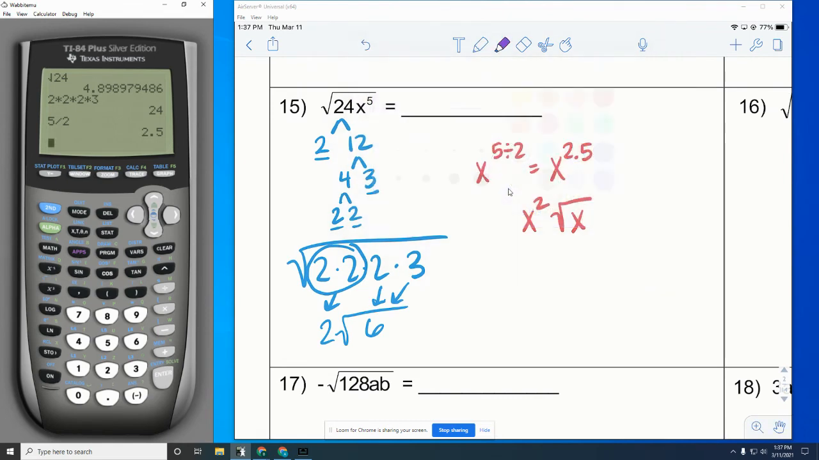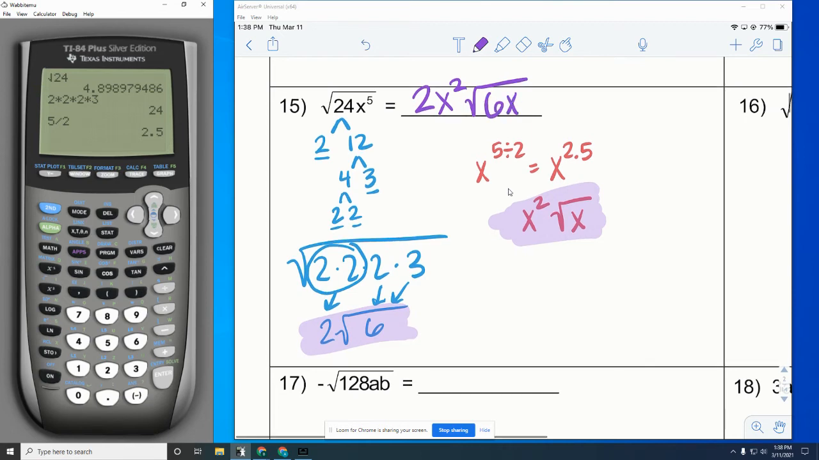So now I'm going to take this answer and put it all together. Outside, I have a 2 and an x squared. On the inside, I have a 6 and an x. Now, I didn't show it, but one thing you should have done is compare your decimals for the square root of 24 and 2 square roots of 6. Make sure you get the same decimals.